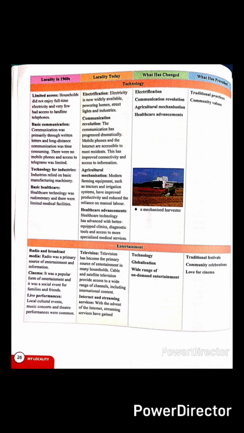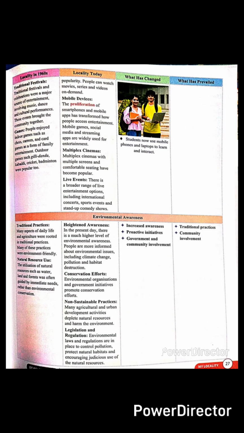Next comes entertainment. Locality in 1960s: radio and broadcast media, cinema, live performances, traditional festivals, games. Locality today: television, internet and streaming services, mobile devices, multiplex cinemas, live events. What has changed? Technology, globalization, wide range of on demand entertainment. What has prevailed? Traditional festivals, community celebrations, and love for cinema.